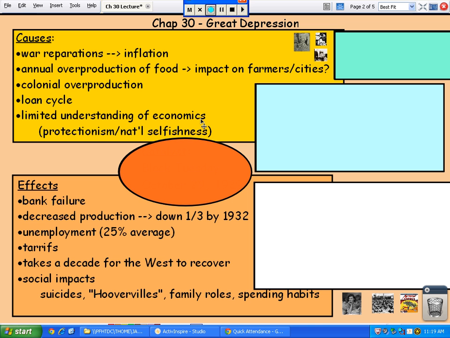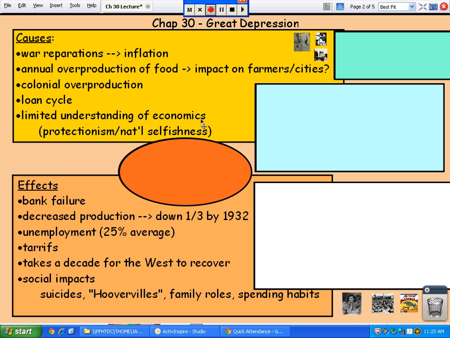So, what are the reasons why this Great Depression happens? You already know some of them from previous years in history, so some of this is probably review. Here's the condensed list. War reparations, which is what? Germany paying money to the Allies. All right. It's the war debt. It's the debt that Germany has to pay as a result of the way that the Treaty of Versailles is written.